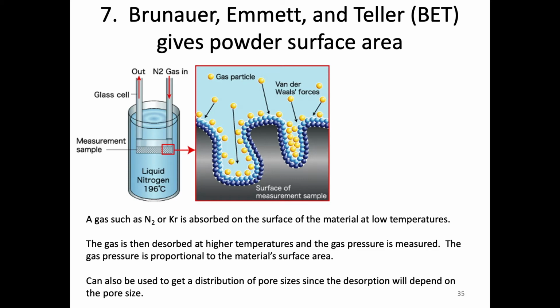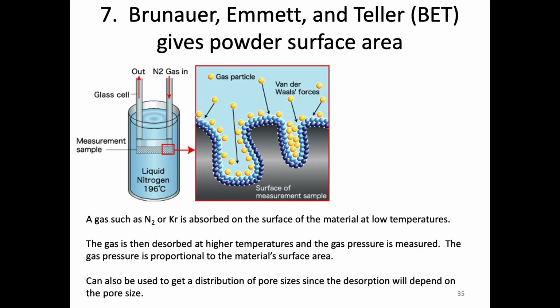So basically what this technique does is we have a gas such as nitrogen, N2, or krypton, and it's adsorbed on the surface of a material at very low temperatures. So we basically take this material to cryogenic temperatures and adsorb these materials. So you'll see that all these gas particles have adsorbed on the surface of the particle. And it doesn't necessarily just have to be one layer of gas molecules. It can be multiple, as you kind of see here.